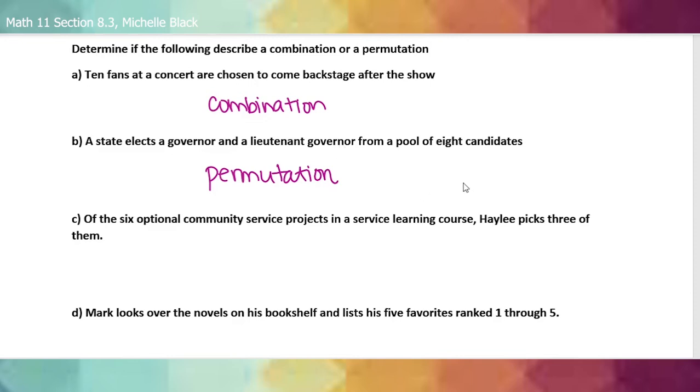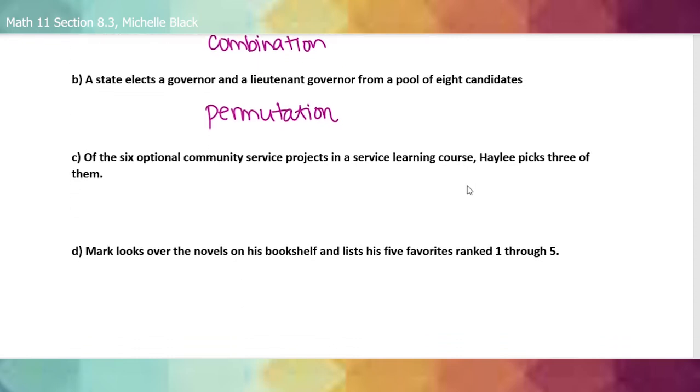Part C. Of the 6 optional community service projects in a service learning course, Haley picks 3 of them. Take a second to guess. This is similar to the problem we just did with picking the courses. It doesn't matter which 3 she picks, it's the same 3 regardless of which one she does first, so this is a combination problem.